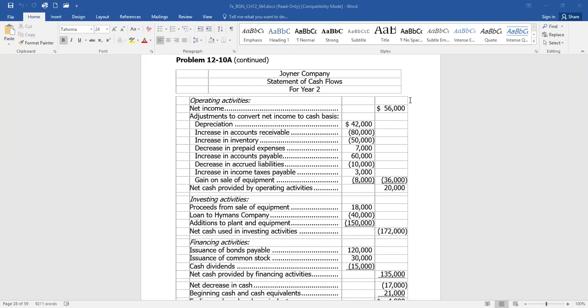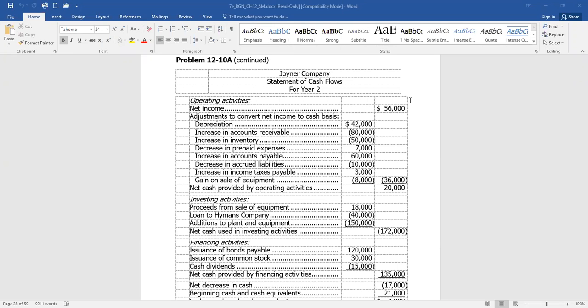So as I said before, when it comes to operating activities, we focus on the income statement, the current assets, and the current liabilities. And in an indirect method, what we're seeking to do is convert net income from an accrual basis to a cash basis. So in other words, if this company had used cash basis accounting instead of accrual basis accounting, their net income would have been the $20,000 you see there as cash provided by operating activities.